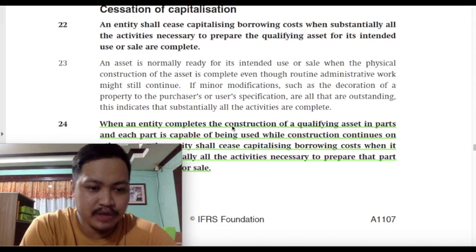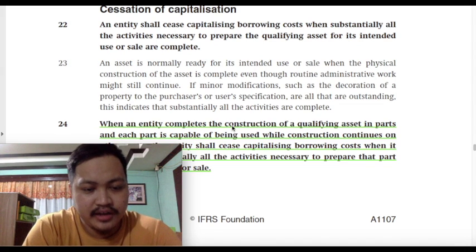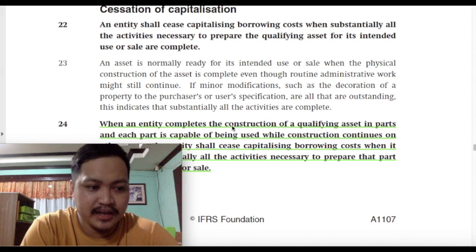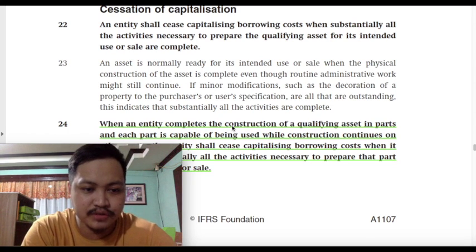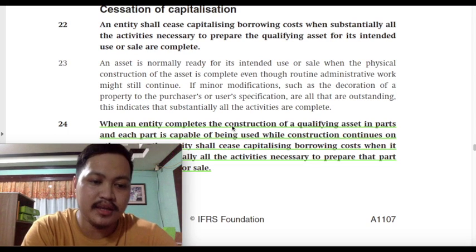You will stop capitalizing borrowing costs when substantially all activities necessary to bring the asset to its intended use or sale are already completed. Then you will be asked, what if physical construction was already done but there are still routine administrative work that will have to be performed? Will you already stop capitalizing borrowing costs? The answer is yes. Another scenario, what if you are still undertaking minor modifications to conform to the specifications of your purchaser? Will you already stop capitalizing borrowing costs? The answer will still be yes.